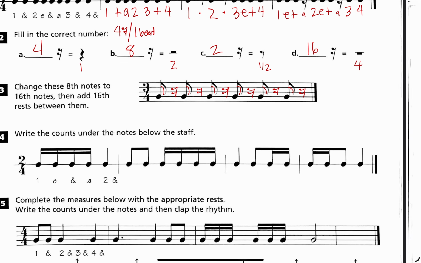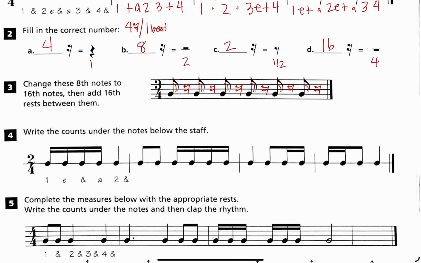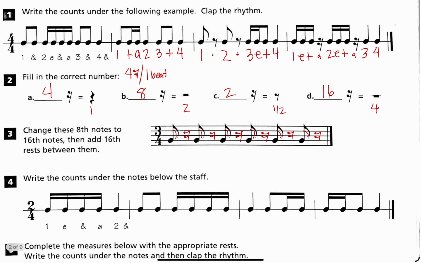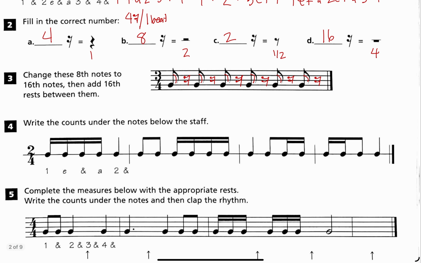All right, number 4, write the counting in below the staff. We're going to do this one just like we did with number 1. Okay, but now we're in 2/4 time. So we're going to have 1 and 2 E and a 1, 2 and a 1 E and 2. Tika tika ta, ti ti tika tika ta, ti tika tika ti ta.